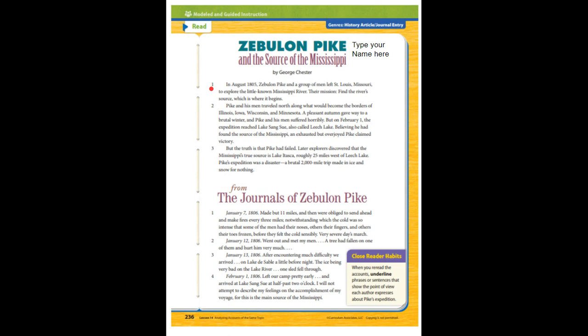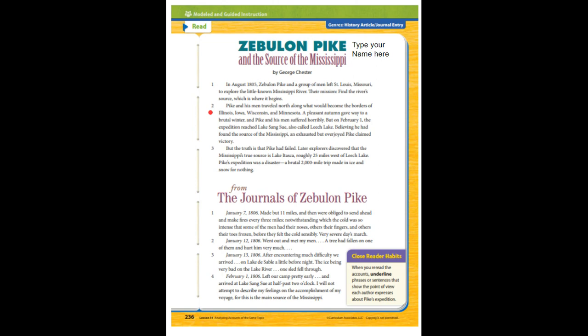In August 1805, Zebulon Pike and a group of men left St. Louis, Missouri, to explore the little-known Mississippi River. Their mission: find the river's source, which is where it begins. So their mission is finding the source of the Mississippi River. And it's not just Zebulon Pike, it's Zebulon Pike and a group of men. I would go through and underline here: we have the date, we have the people involved, and we have their mission. They're trying to find the source of the Mississippi River. So I would underline all of this, and then we're going to move on to paragraph 2.